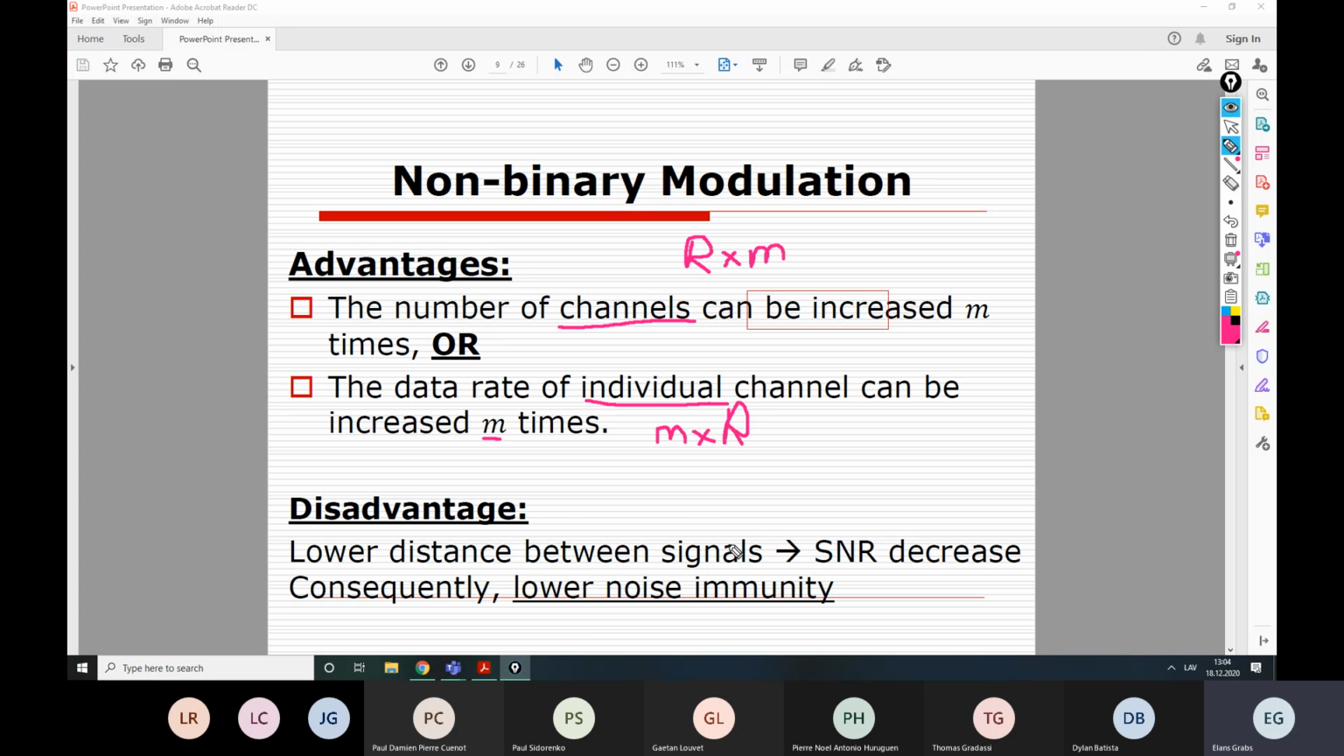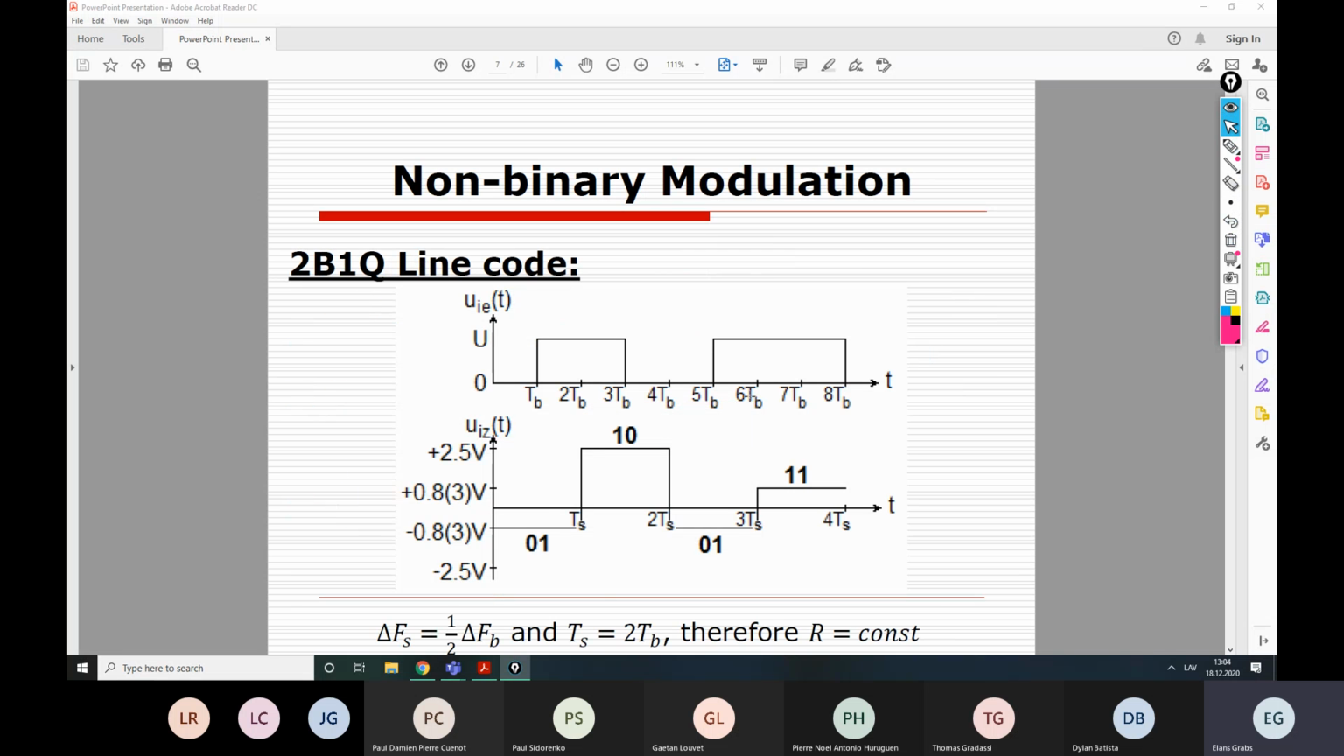However, this also has some drawbacks. The main drawback is the lower distance between signals. For example, if we compare this to NRZ coding, which was plus 2.5 volts and minus 2.5 volts, and only these two levels were correct levels of the signal, we had this large difference between signals. Now, however, the minimum distance between signals is much lower, as you can see from these two pictures. Therefore, errors will happen more often in this case, right?